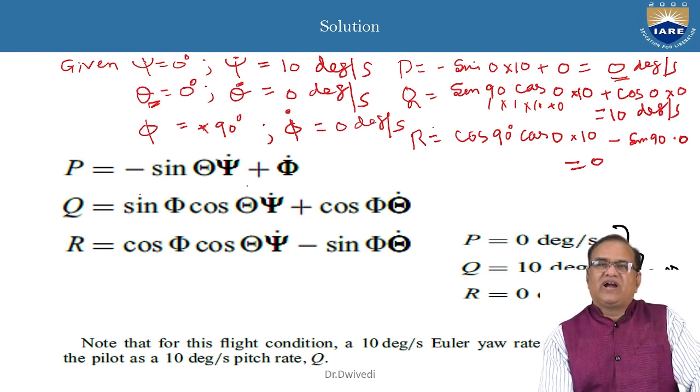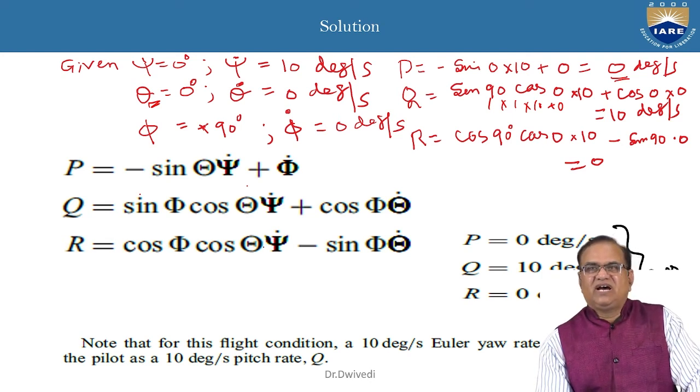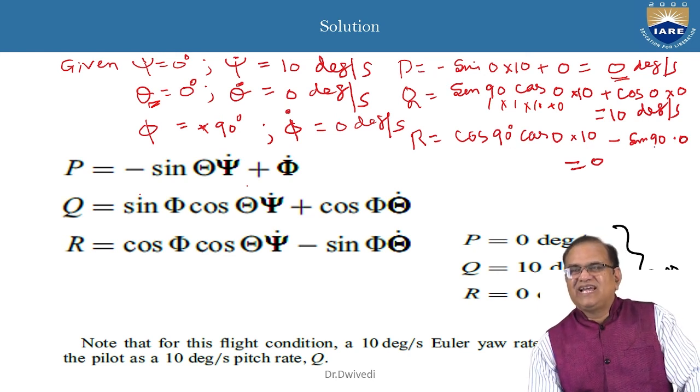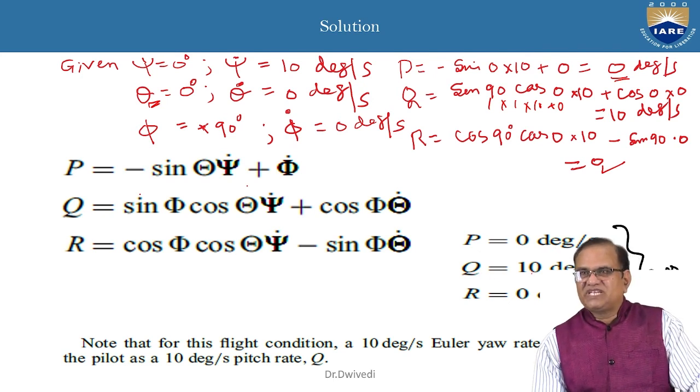Now we have to find the yaw rate R. This yaw rate R is equal to cos phi cos theta psi dot minus sine phi theta dot. So here you will get cos 90 equal to 0, so that term is 0, and sine 90 equal to 1 times theta dot 0, so you will get 0. So we got P, the roll rate, equal to 0 degree per second, pitch rate is 10 degree per second, and R is equal to 0 degree per second. So these are the answers.